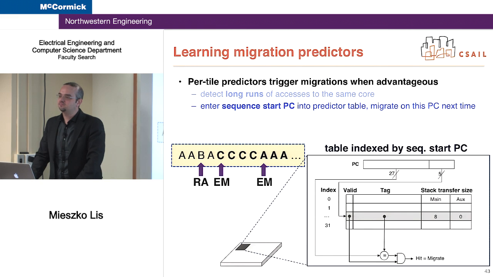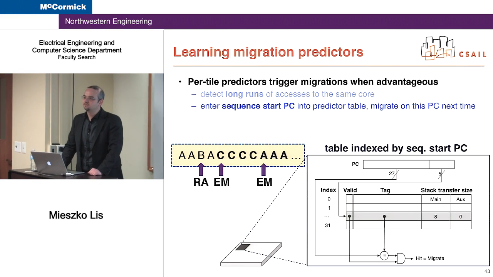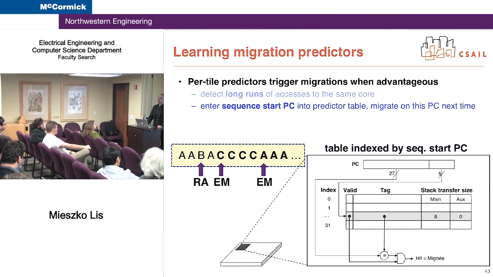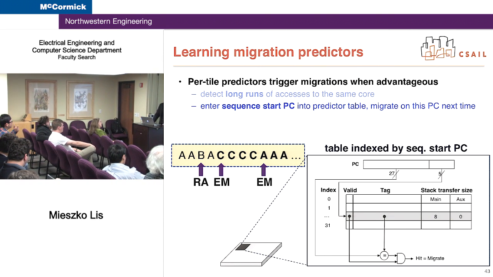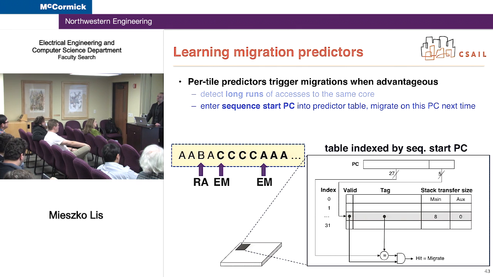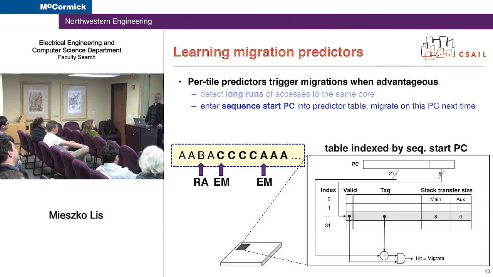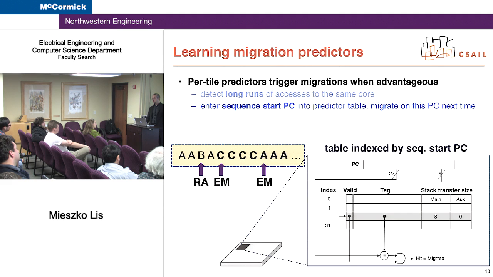Yes. One question is, where do you put this table for each single core? Yeah. So each core has an independent. While your thread is migrating from one core to another, how about the information stored in the predictor? So that's a very good question. So this table is only kept at the native core, which is where the thread originally started running.